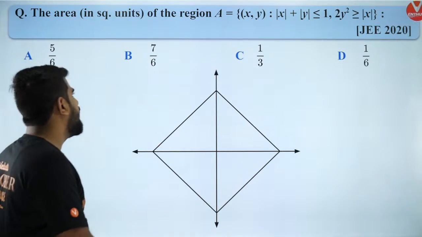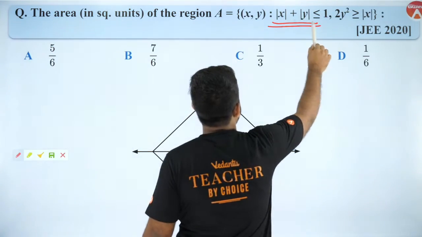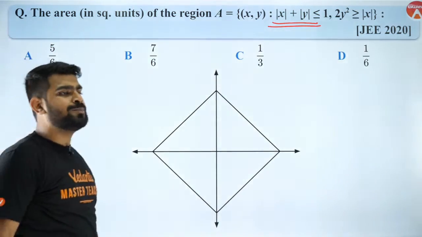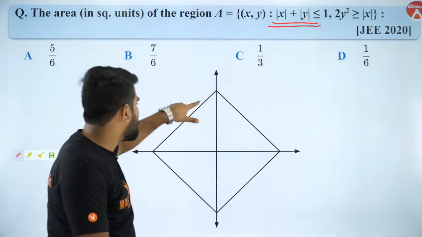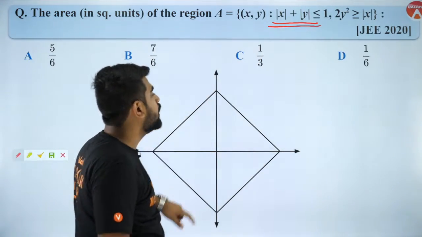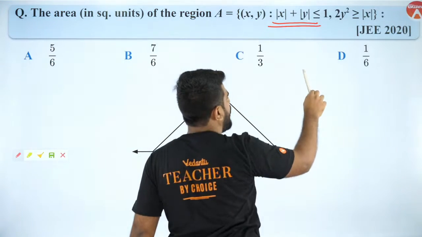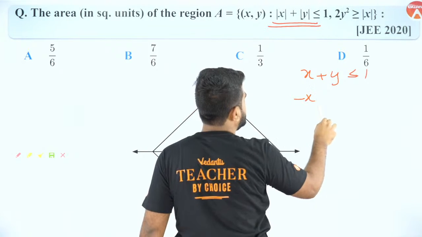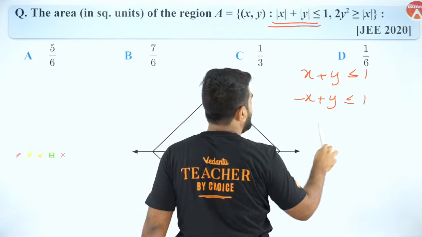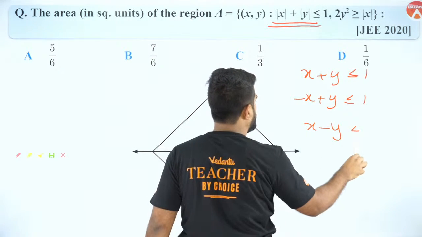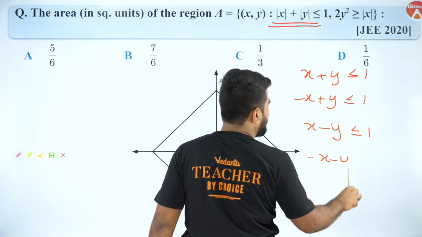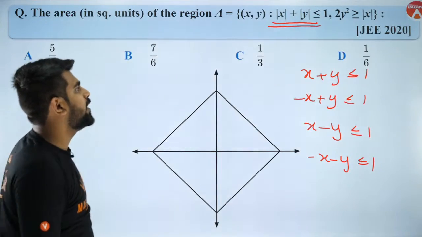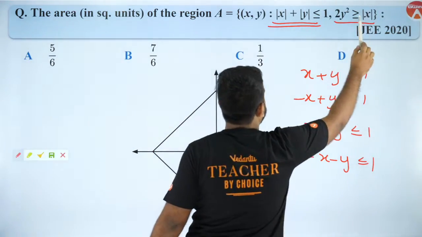So what I have drawn here is basically this mod x plus mod y equal to 1. It is going to be a square. Why, sir? Because mod x plus mod y can open as x plus y less than or equal to 1, or as minus x plus y less than or equal to 1, or as x minus y less than or equal to 1, or as minus x minus y less than or equal to 1. So they will be the 4 lines.